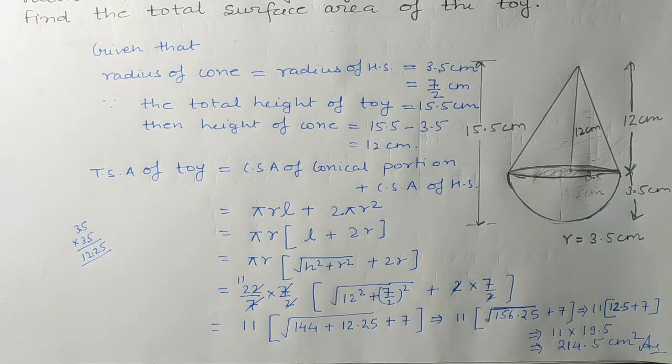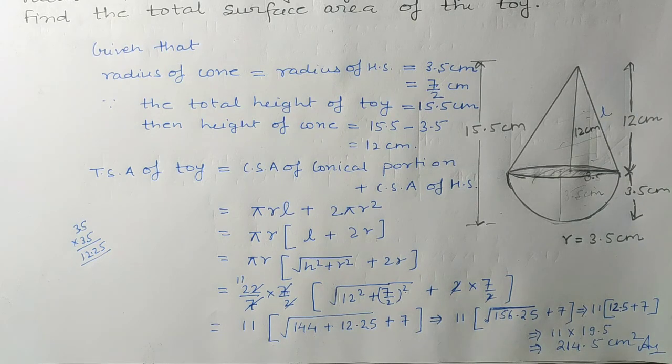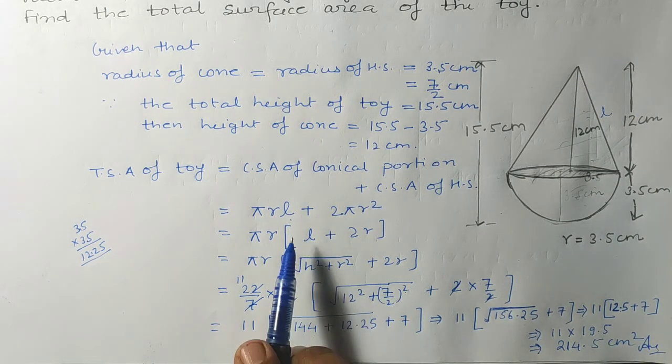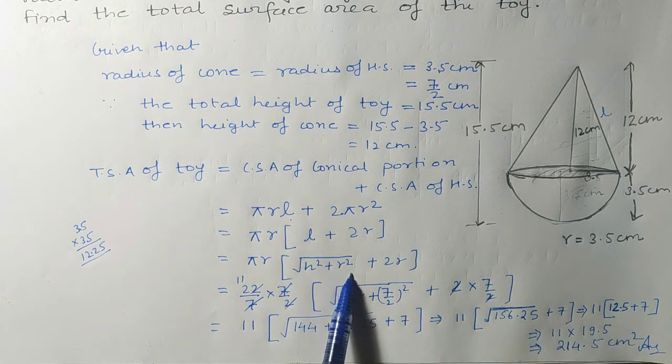So what was the concept in this question? That hemisphere is at the base and cone is on the top. After that we calculated the vertical height of the cone, but when we solve total surface area, we have to calculate L also. L is what? L is the slant height of this cone. So we have to calculate L also. What is the formula of L? It is square root of h square plus r square.